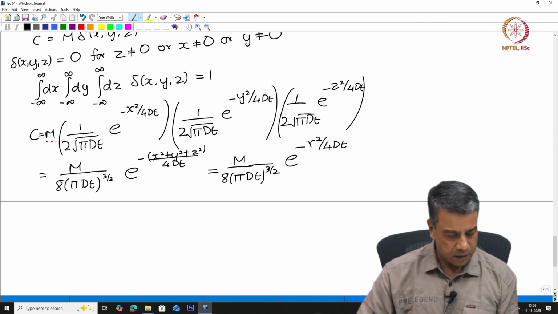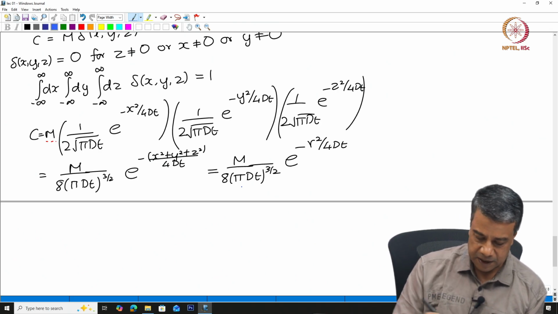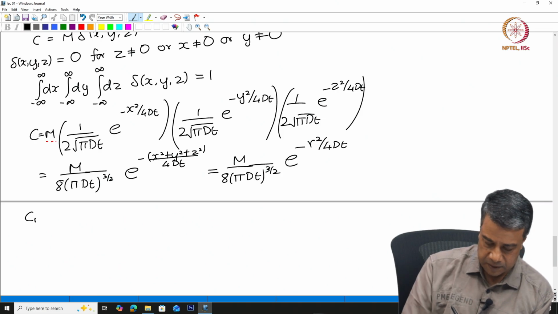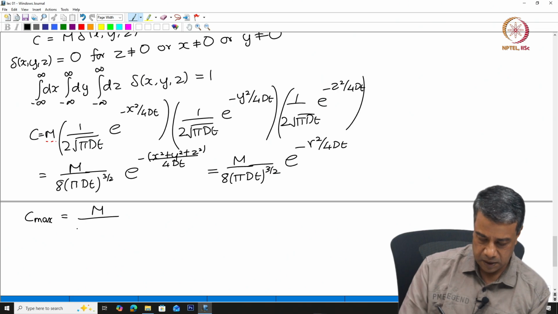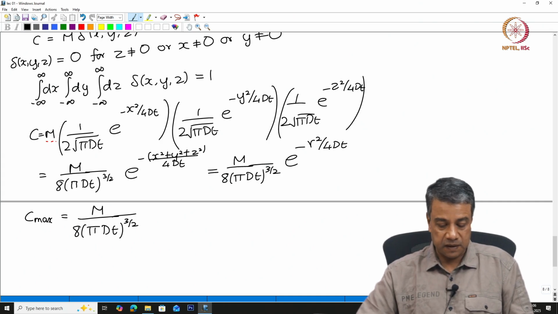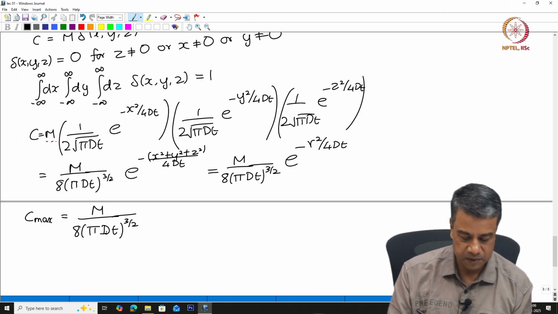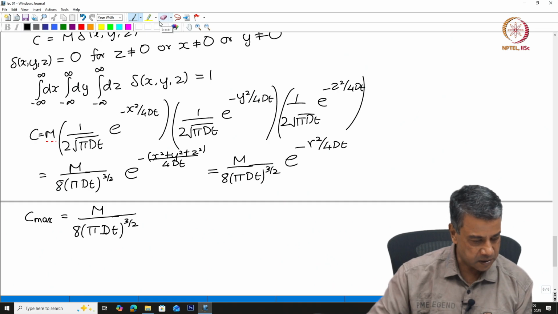Now, you can... so in this particular case, as you can see in 3 dimensions, the maximum concentration, okay, C max, is at r equal to 0. Okay, this is equal to M by 8 into pi Dt power 3 halves. Okay. The characteristic length scale is root Dt, therefore, the characteristic volume is Dt power 3 halves. Therefore, the maximum concentration decreases as 1 over Dt to the 3 halves as time increases. Okay. So, the maximum concentration decreases as 1 over Dt to the 3 halves power in 3 dimensions.